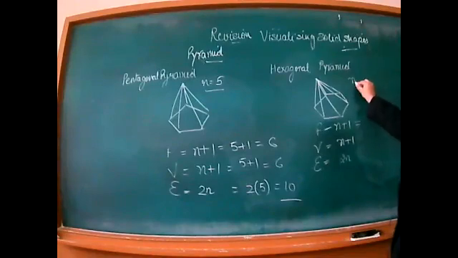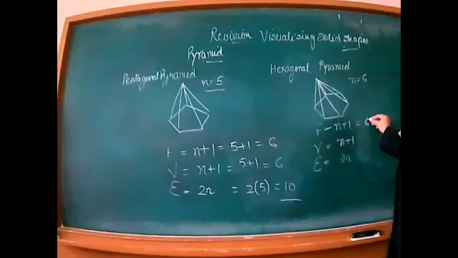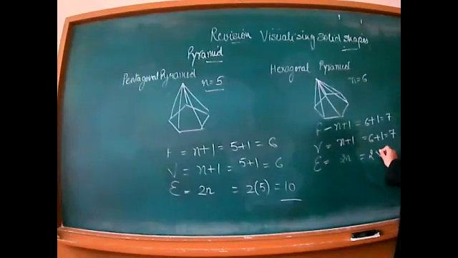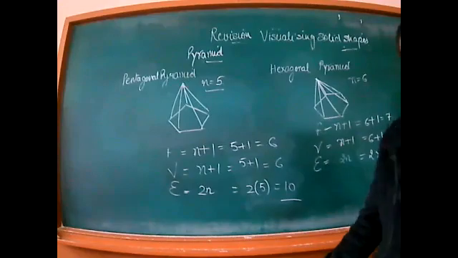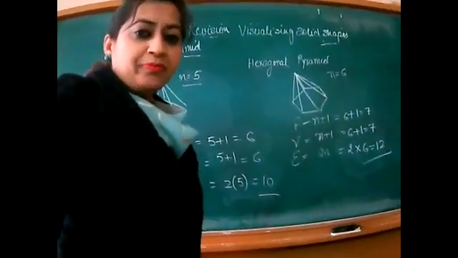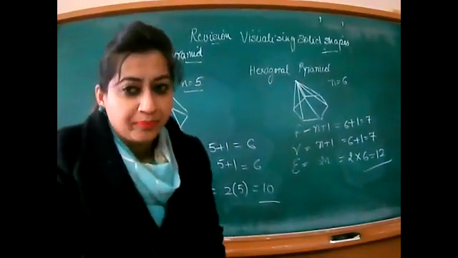n+1 equals 6 plus 1 equals 7. And 2n equals 12. 2 sixes are 12. So faces are 7, vertices are 7, and edges are 12. Got it? Now, who will tell me what is a prism?